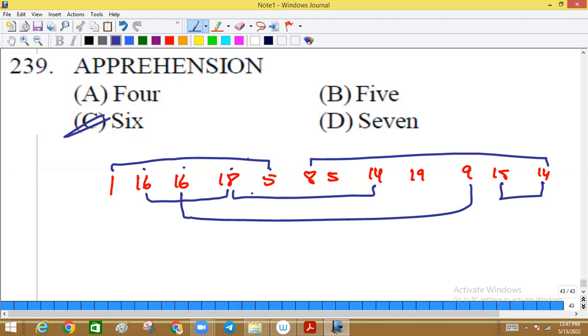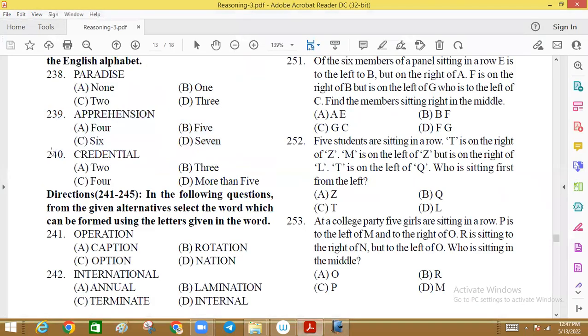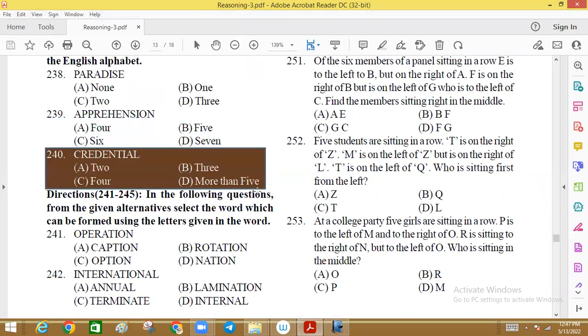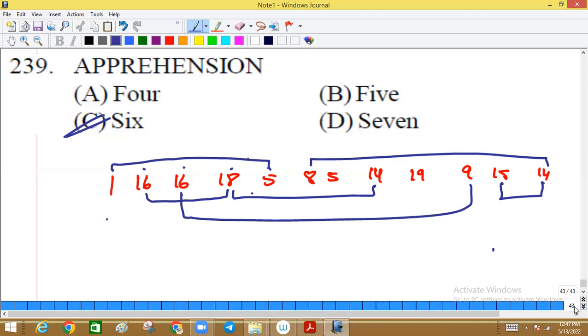Got it? Next question. I'm expecting the correct answer this time. I think we also understood the logic. Everybody should get the correct answer. Then I feel that you have understood this concept.